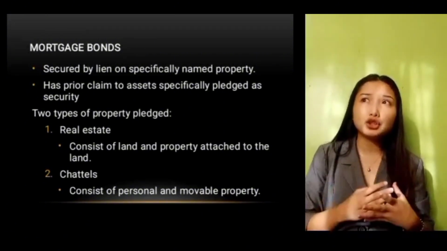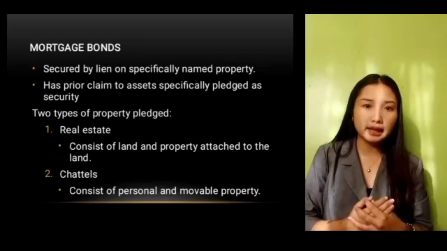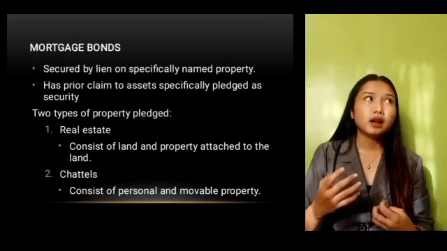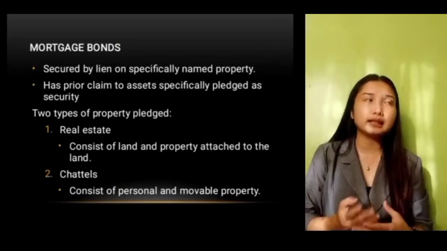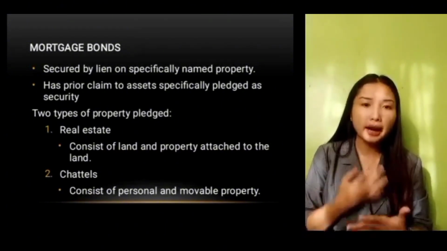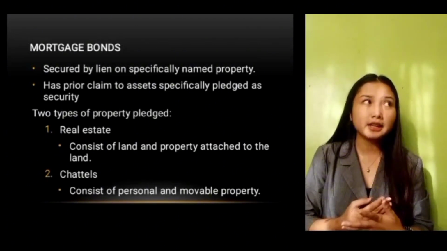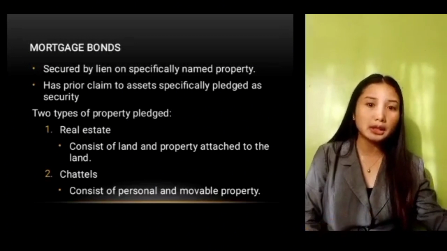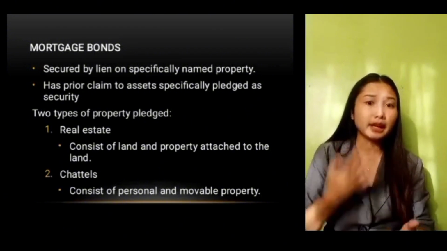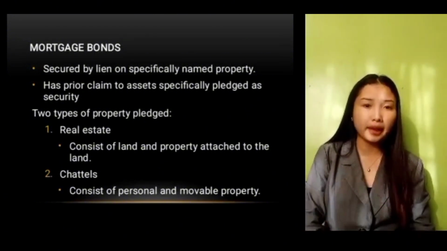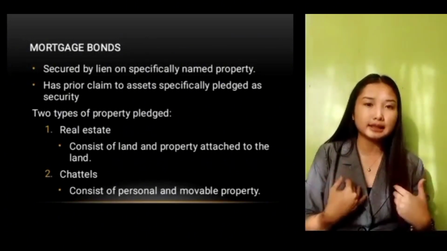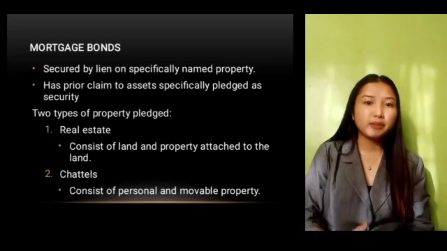So if ang debenture kay wala siya collateral, ang mortgage bonds kay secured siya og property or collateral. So ang mortgage bonds kay secured og specifically nga kanang mga named properties. So it has a prior claim to assets specifically pledged as security. So ang mga assets atong naghimo sa bonds kay ma-pledge siya as security para if ever I cannot pay, if I am the borrower and I cannot pay, the mortgage bonds nga akong gi-issue kanang ang property or ang akong assets kay ma-collateral siya kanang as bayad or something.